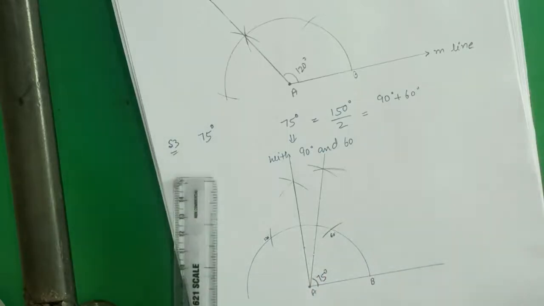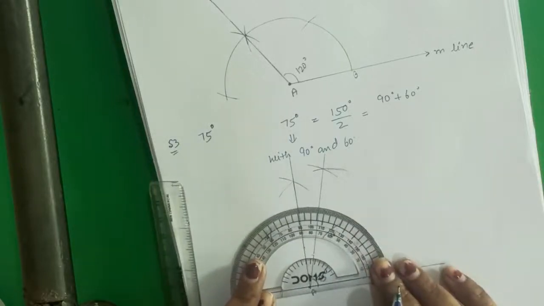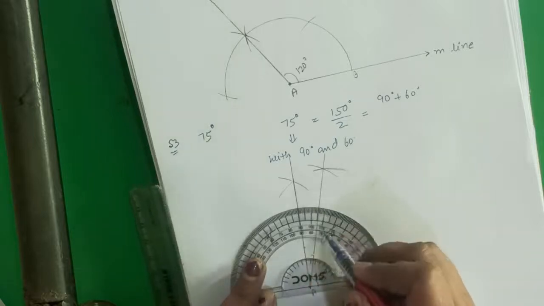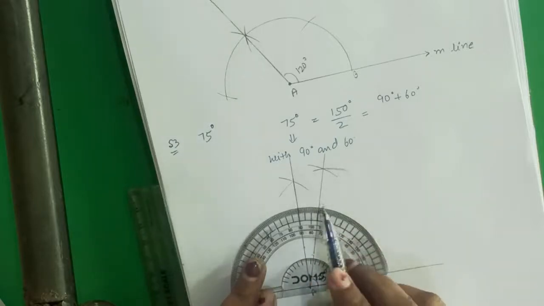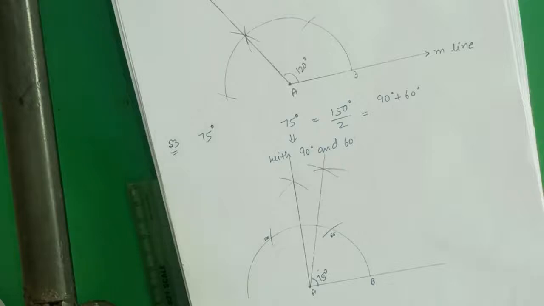You can measure with the help of protractor. Put the center here. See beta, this one is exact 90 and this one is of 75. This is of angle of 75 degree. Right? Now next one is 22.5 degree, and this I told you yesterday also.